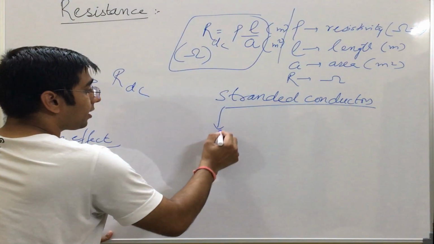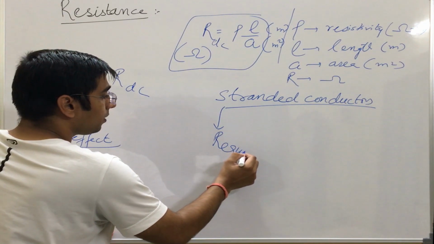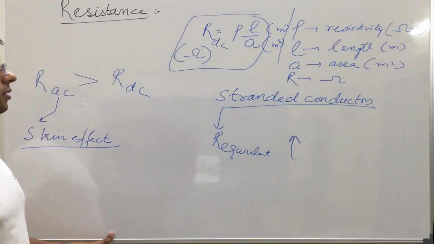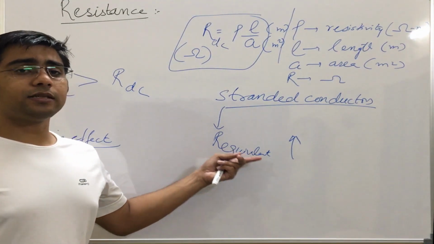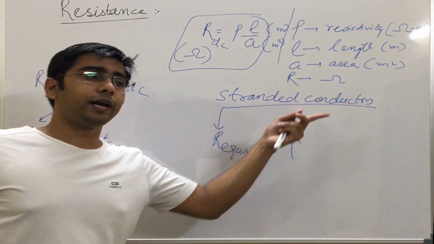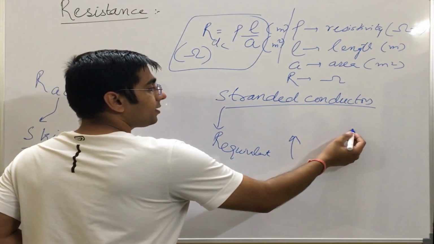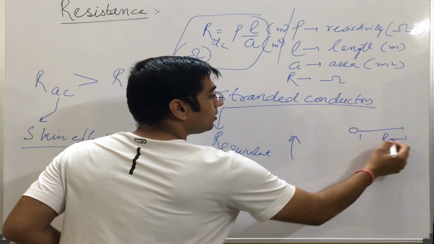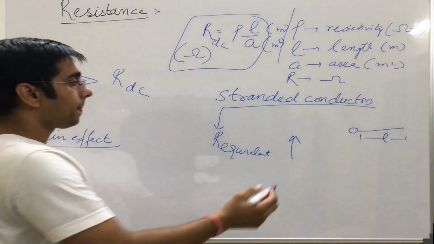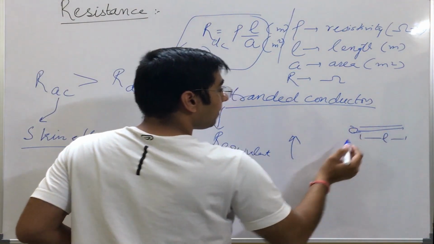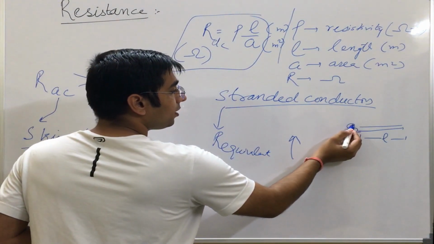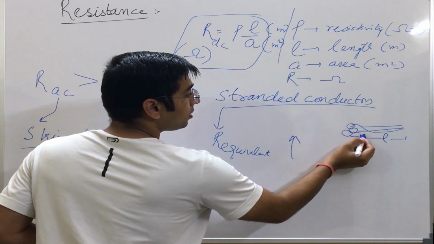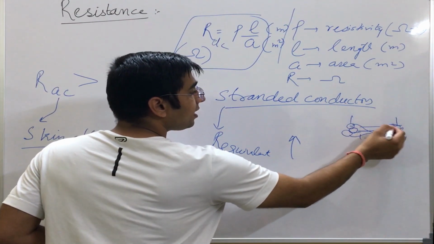The R equivalent also increases due to stranding. Why? As we will see, the central strand will have the same length as that of the conductor, but the other strands will be spiraling like this. So there will be an increase in length.